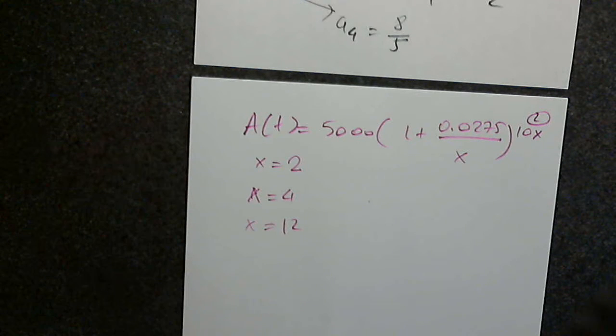Okay, so then when we plug it in the calculator, go to y equals and put in 5,000 in parentheses 1 plus 0.0275 divided by x. Close the parenthesis, power, don't forget parentheses, 10x. On some calculators you may not need so many parentheses, but I don't know what calculator you have, so I just want to be on the safe side. This is what I would do even with a calculator that has all the sophistication.